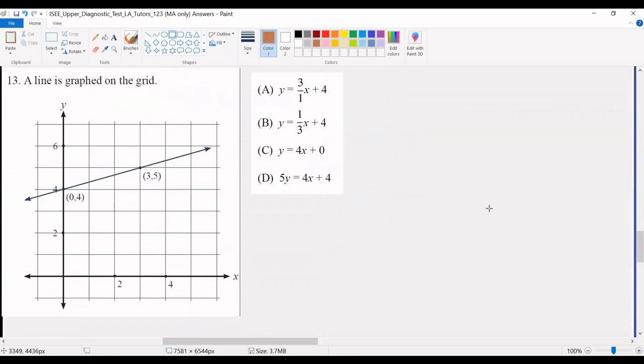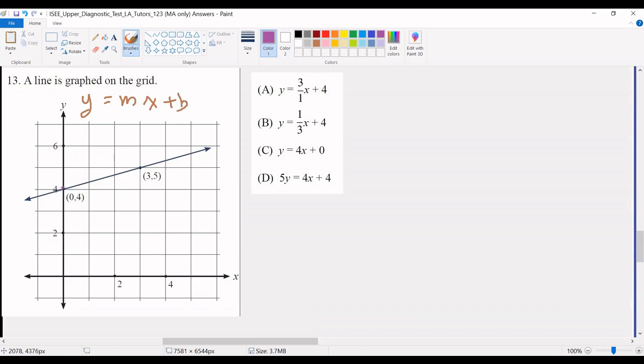On to number 13. We take a look at the picture before we look at anything else. Oh, we have some kind of linear equation. Now let's see what's happening in number 13. A line is graphed on the grid. It looks like we want to figure out which one of these equations matches this linear equation. When we look at a linear equation, we want something in some kind of easy to recognize form, like the slope-intercept form, or y equals mx plus b.